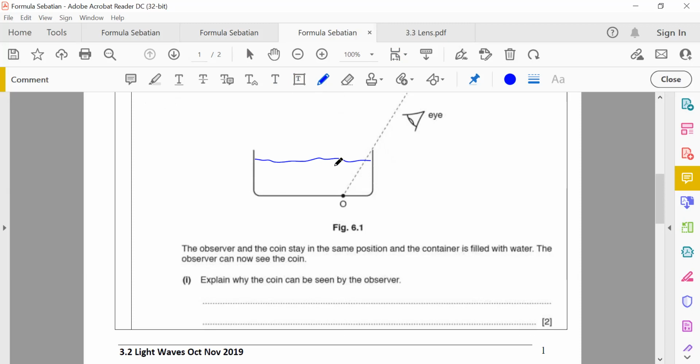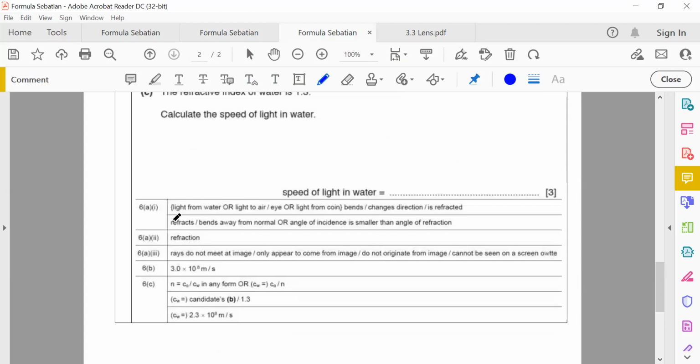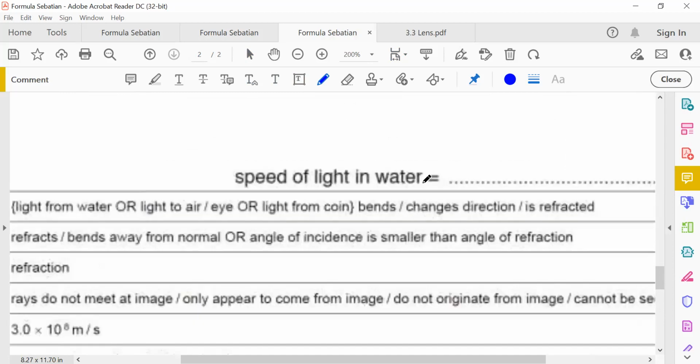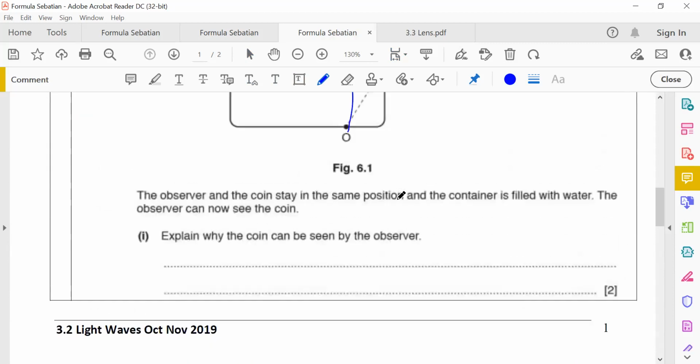So basically, when there is water filled in here, what's going to happen is light is going to go through refraction, right? And when light goes through refraction, the direction of the light wave kind of bends, right? And bends towards the object and thus enabling us to see the image, right? So if you look at the mark scheme here, it'll probably say the same thing as well. Light from water bends, and the refraction occurs. It's supposed to bend. Yeah, this mark scheme is super confusing right now.